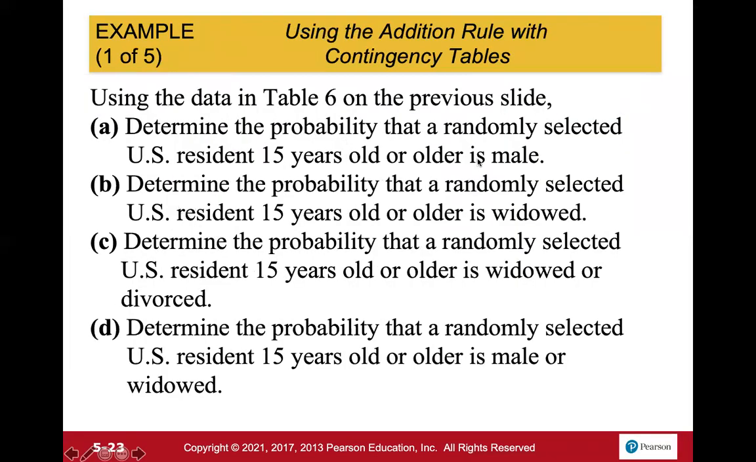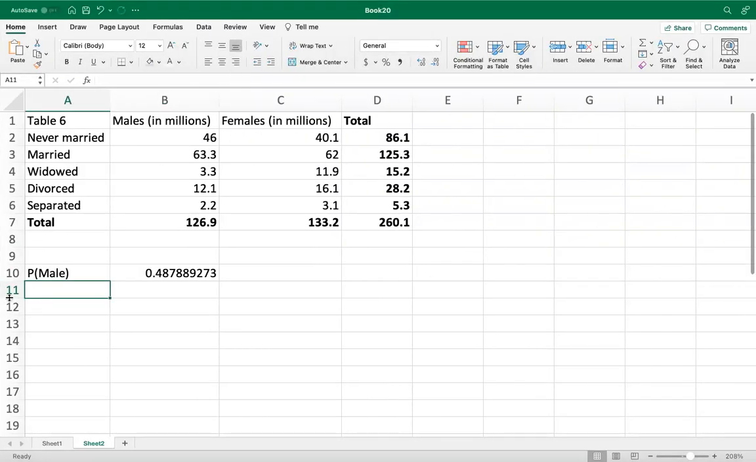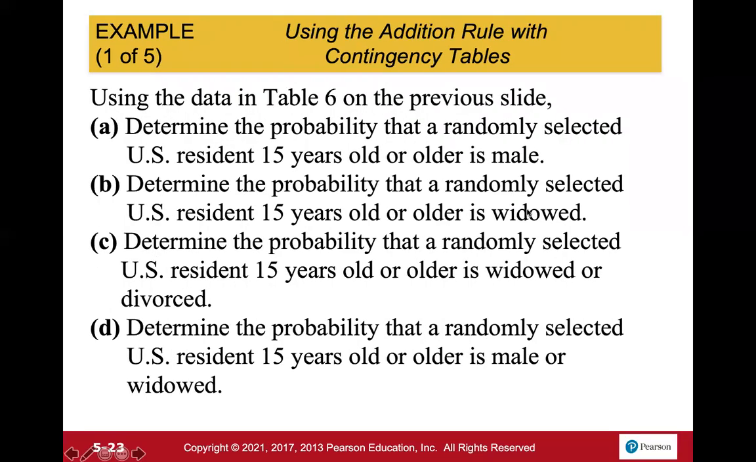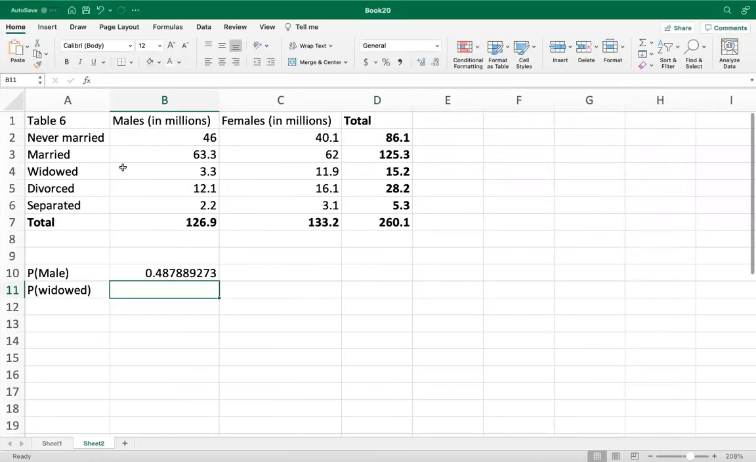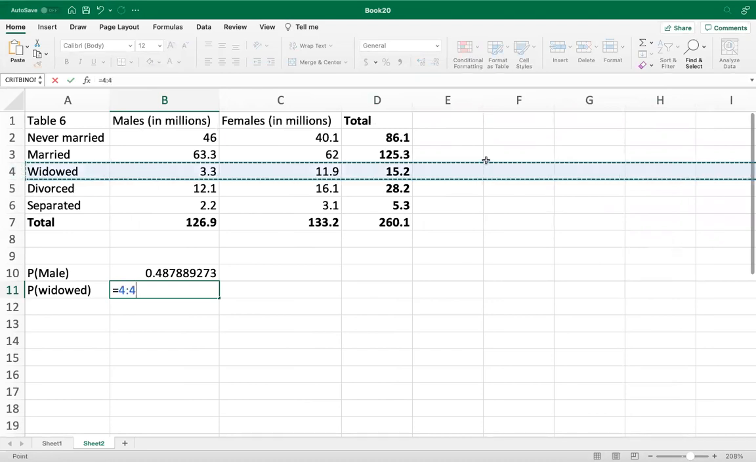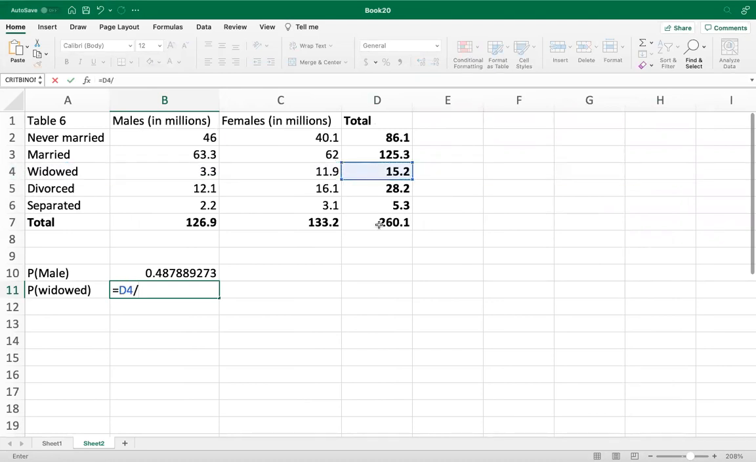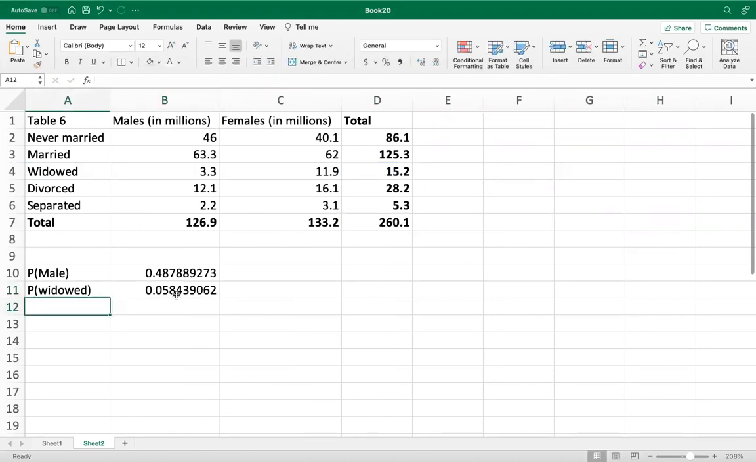The next one, determine the probability that a randomly selected US resident 15 years old or older is widowed. So now we're looking at probability of widowed. So now probability of widowed, we're looking at all of the widowed people. So widowed right here. So widowed divided by the total. And that's 0.0584.